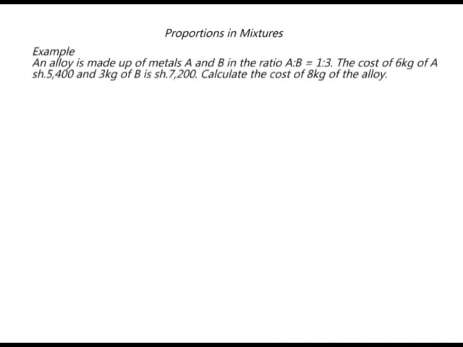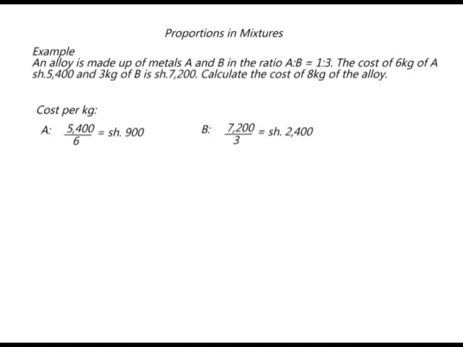For example, an alloy is made up of 2 metals, A and B, in the ratio 1 to 3. The cost of 6 kilos of A is 5,400, and the cost of 3 kilos of B is 7,200. Calculate the cost of 8 kilos of the alloy. Now we find the cost per kilogram of each metal. A, 5,400 divided by 6, and that gives us 900. B, 7,200 divided by 3 will give us 2,400.